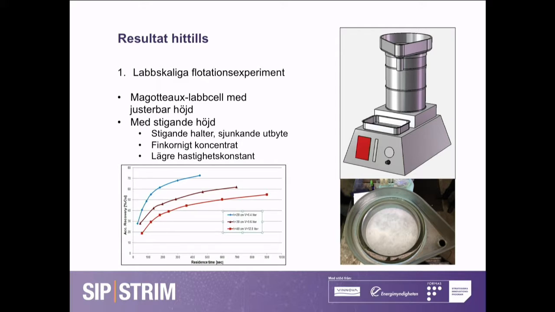Results: the project has been running since 2014, so we have done quite a lot on different scales already. Results from the lab scale tests. You can see here some selected results. We developed a lab scale flotation cell where you can change the height. Based on a Magotteaux lab cell, we put several rings and then did batch flotation tests for 20, 30, 40 centimeter height. And you see also some results here in this diagram.